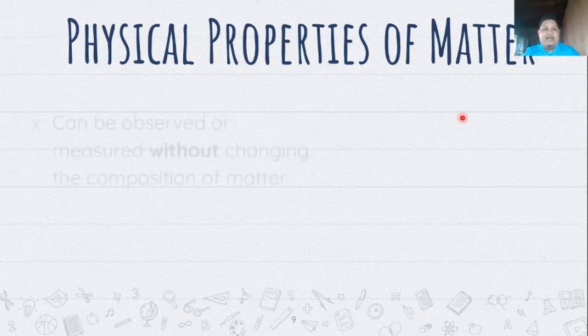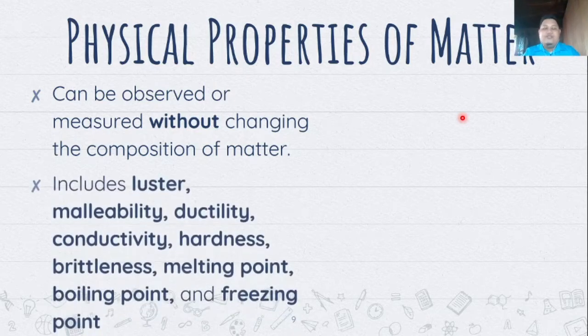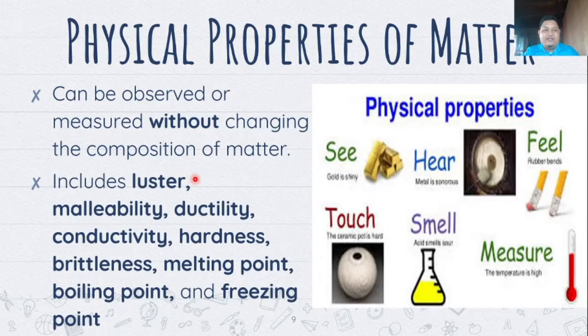Now let us talk about the physical properties of matter. From the word physical, these are properties that can be observed or measured without changing the composition of it. So we are gathering information, looking at the physical appearance of that particular form of matter without changing its structure, its composition, its constitution. This includes the following: luster, malleability, ductility, conductivity, hardness, brittleness, melting point, boiling point, and freezing point.